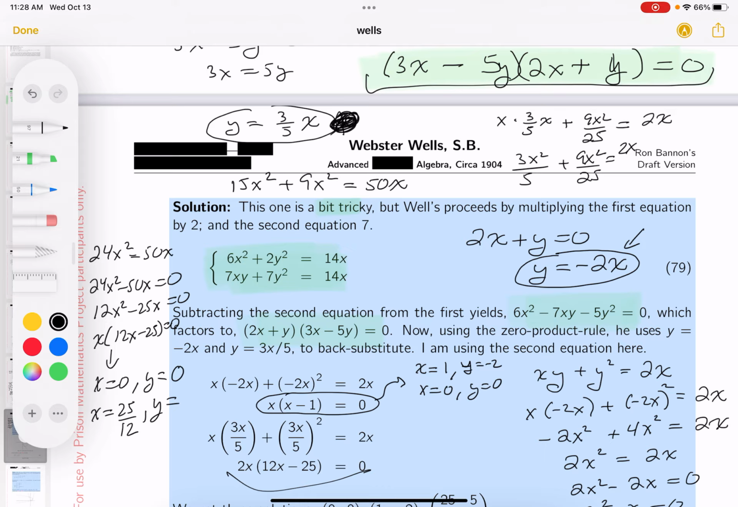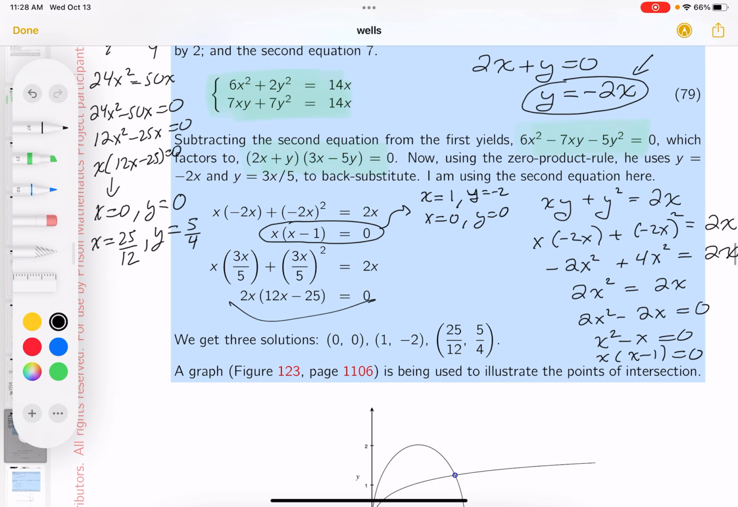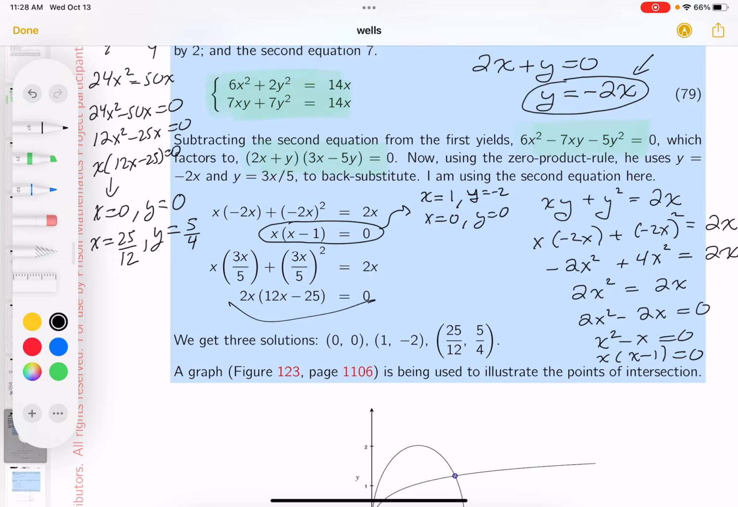Y equals, well, I got to be careful. It's 3/5 times 25 twelfths. This is 4. This is 5. 5 quarters. Let's see. We'll check them too, though. I got this one. I got this one. I got this one. And I got this one. Okay.